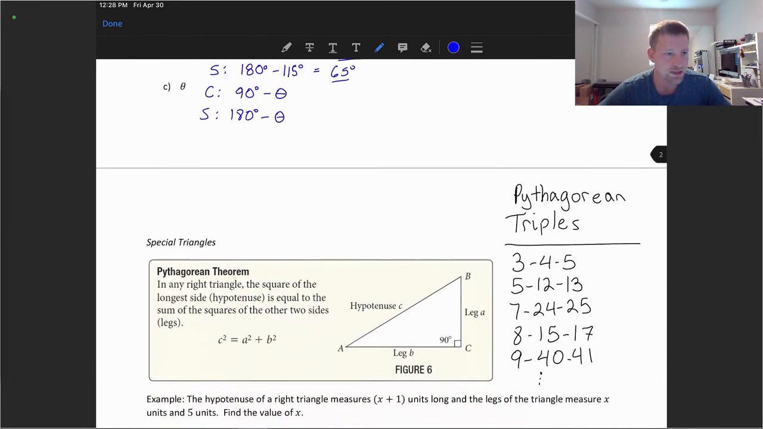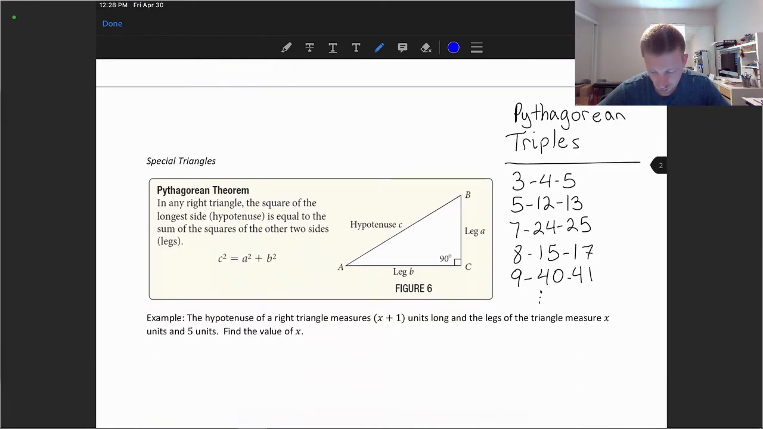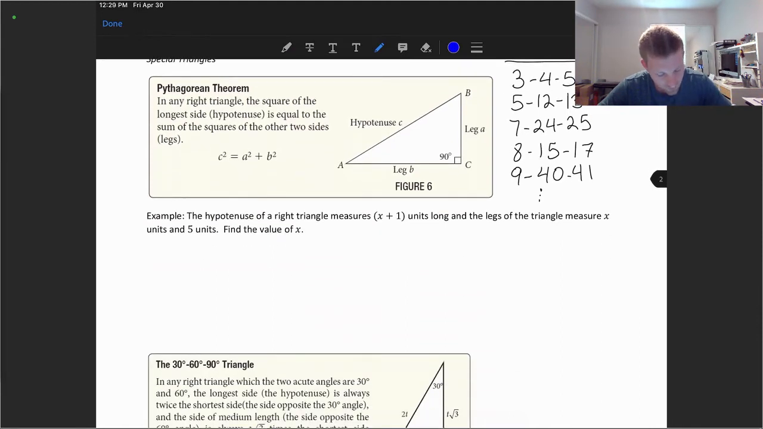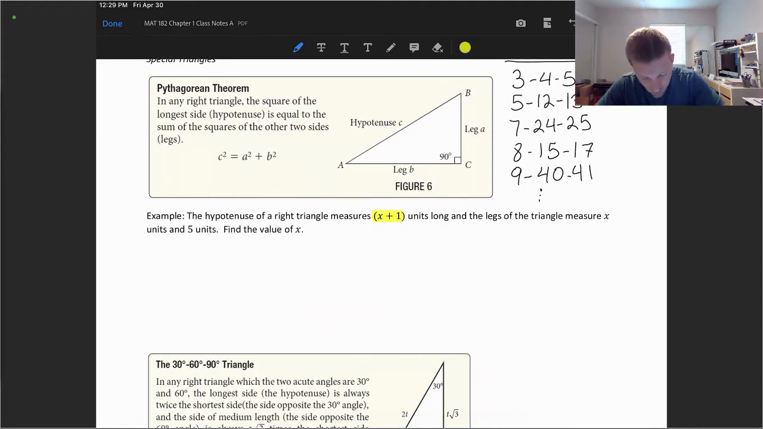The next item we're going to take a look at are some special triangles, and we'll first take a look at the idea of the Pythagorean theorem through one example. For this example, the hypotenuse of a right triangle measures x plus 1 units, and the legs of the triangle measure x and 5 units. So I have a hypotenuse of x plus 1 and legs of x and 5, and we'd like to find the value of x.